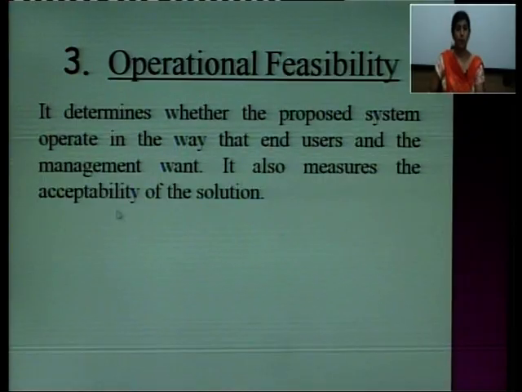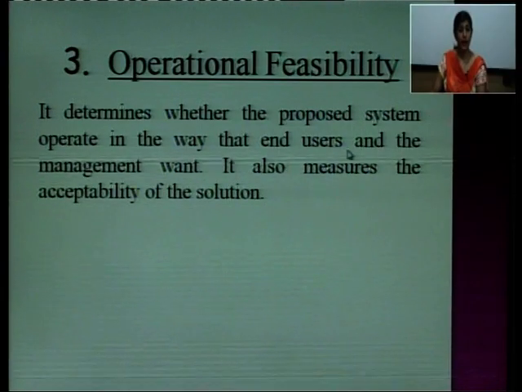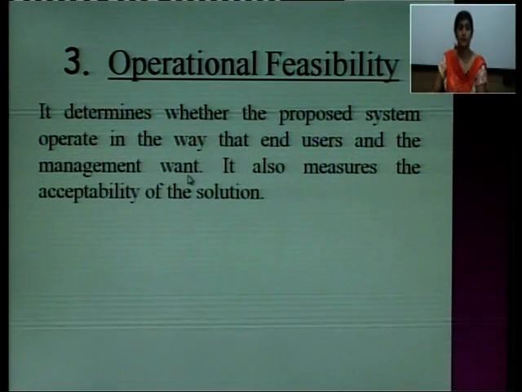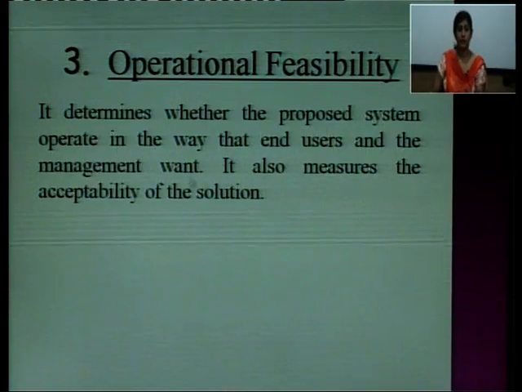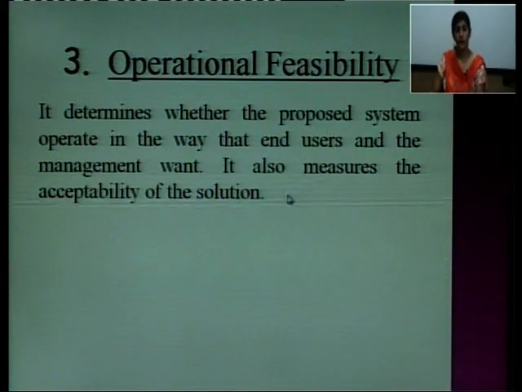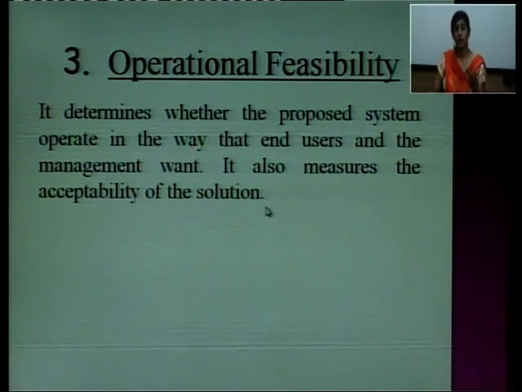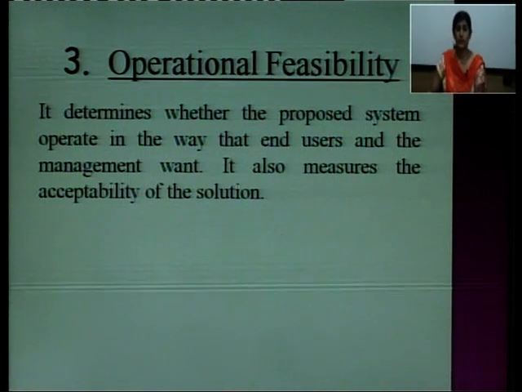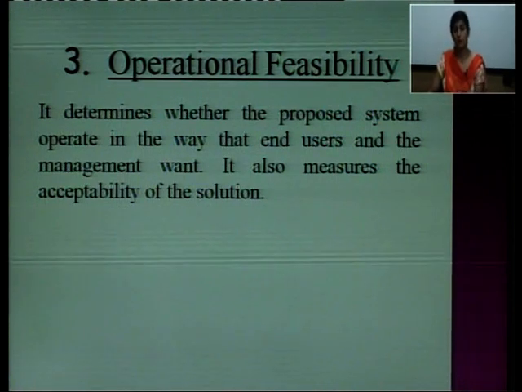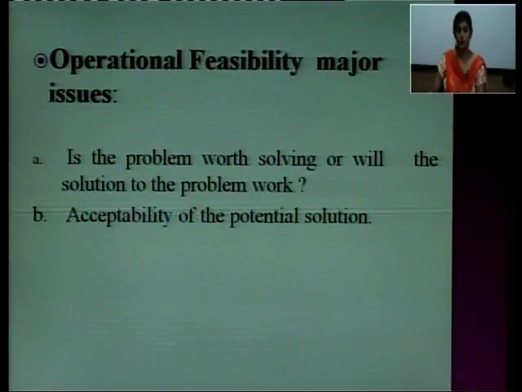I repeat, what is operational feasibility? It determines whether the proposed system operates in the way that end users and the management want. Means the system is fulfilling the requirement of the users and the management that they want. And it also measures the acceptability of the solution. Means that the product or the system or the software that you have developed is accepted by the users or by the management.